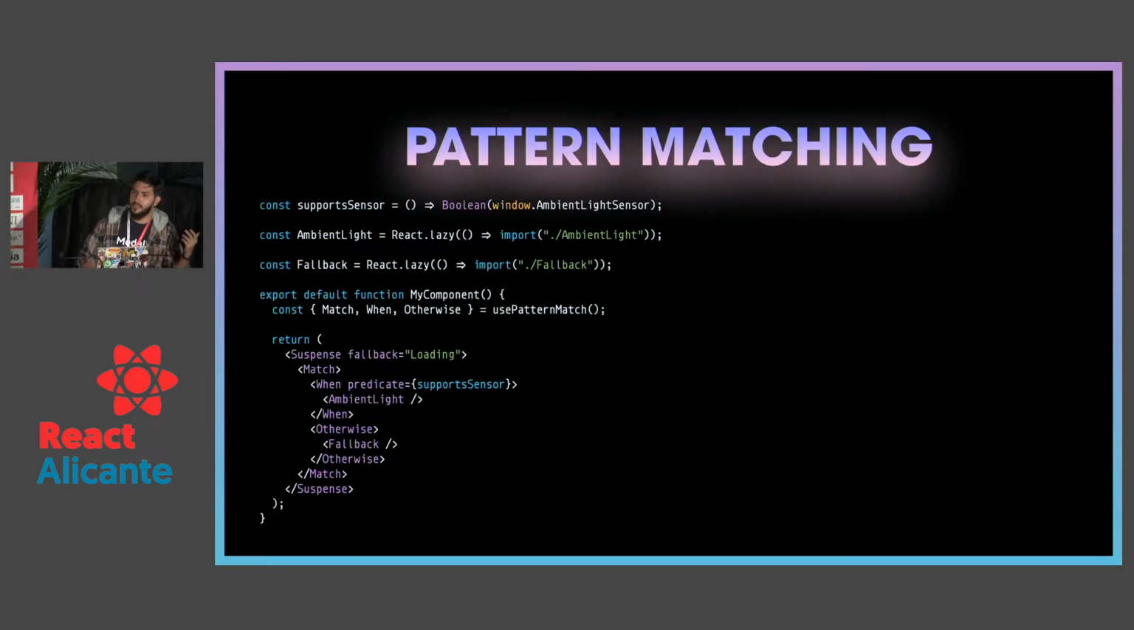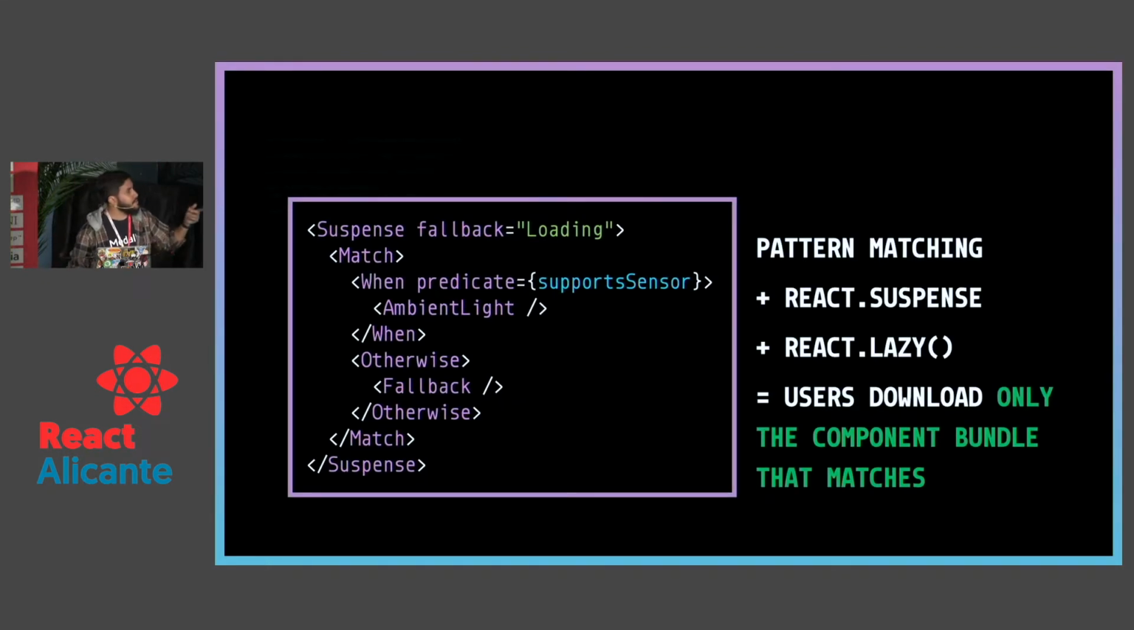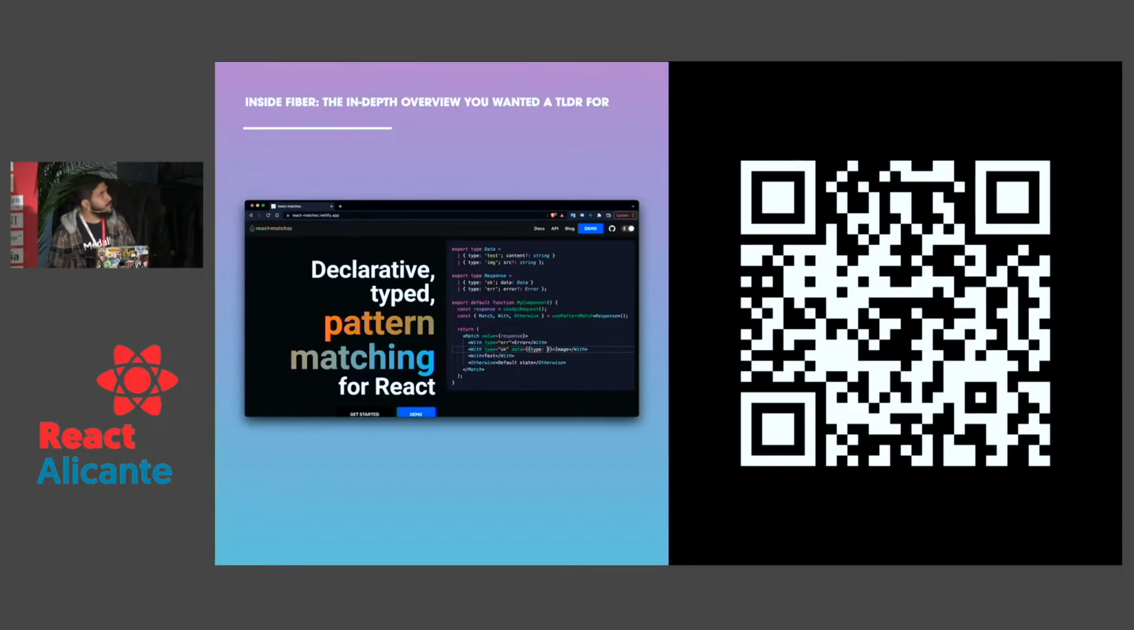So we can combine that with suspense and dynamic imports. And we can, for example, have pattern matching with suspense and lazy, and our users would only download the bundle of a component that matches a given shape. So that's really amazing. And again, all of that based on reflecting on elements data. If you're interested, I kind of turned this into a lib, but it's not production ready. Just check it out.